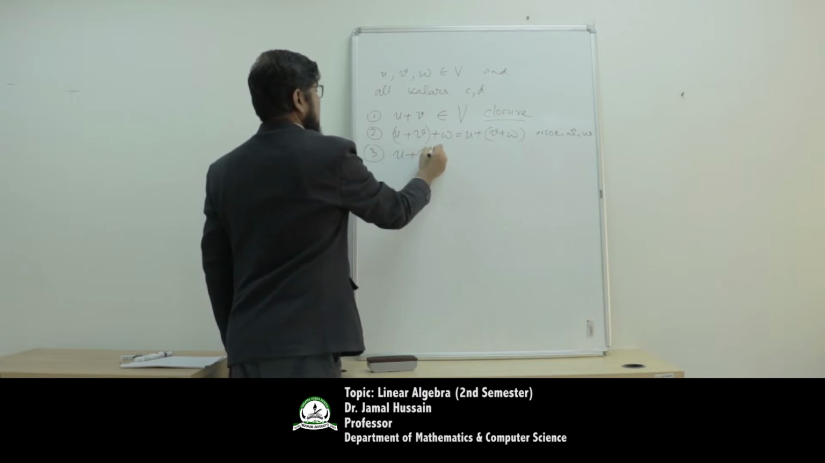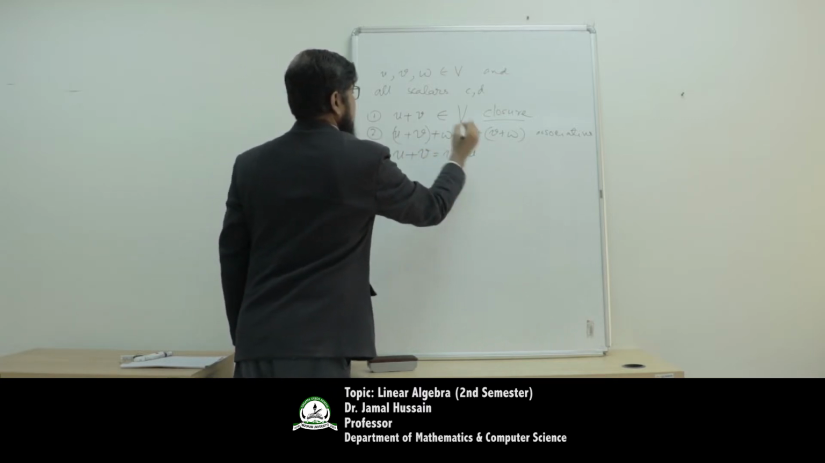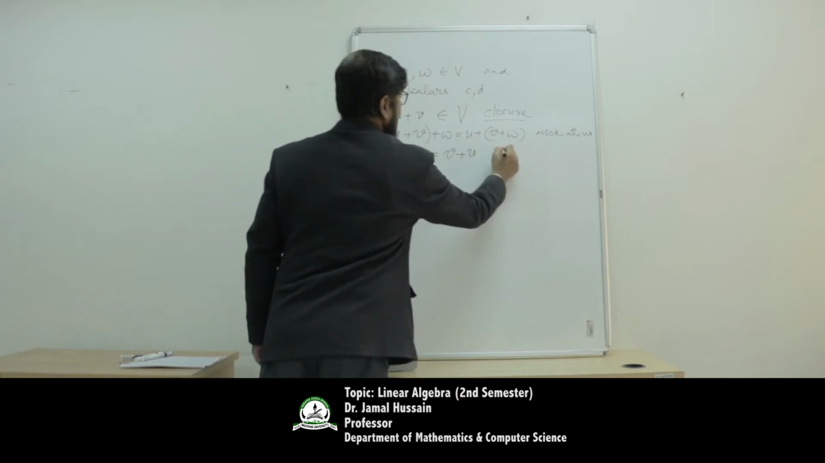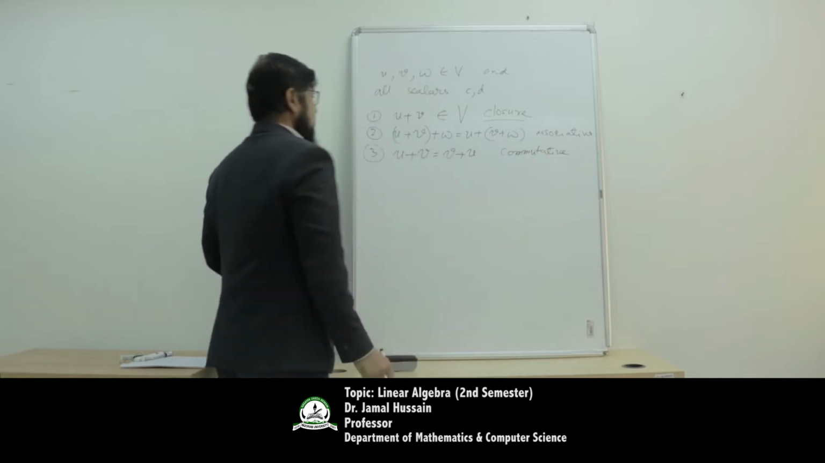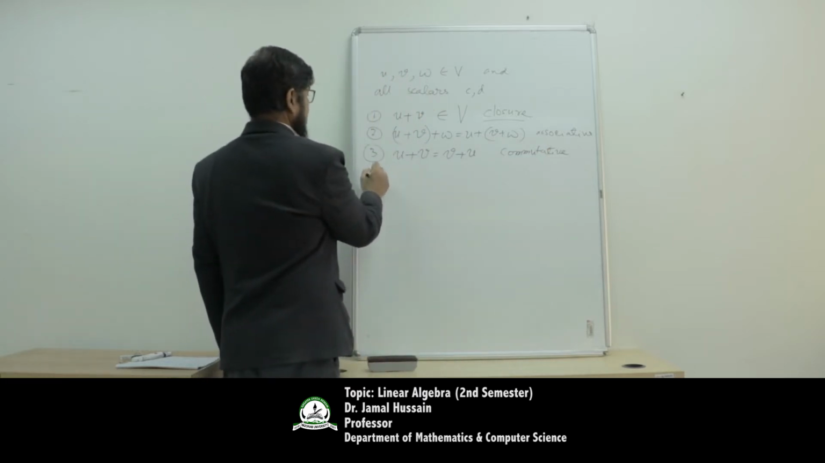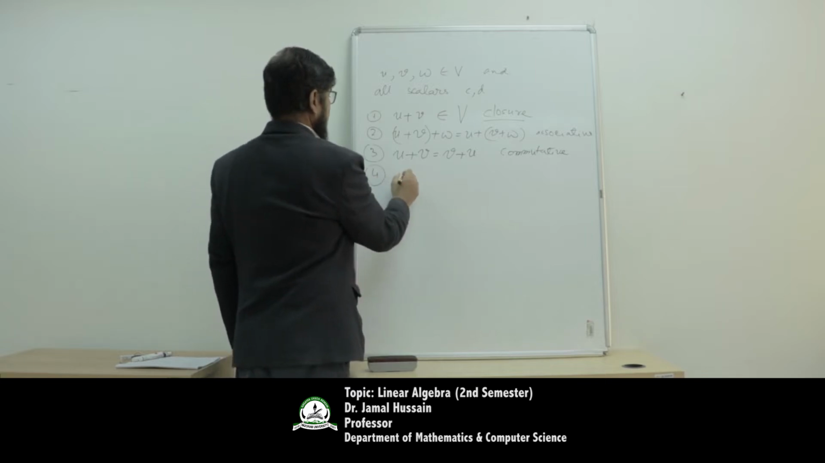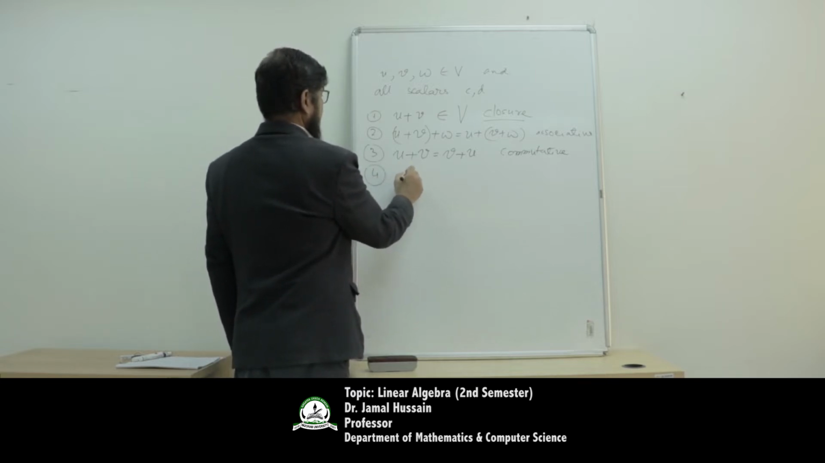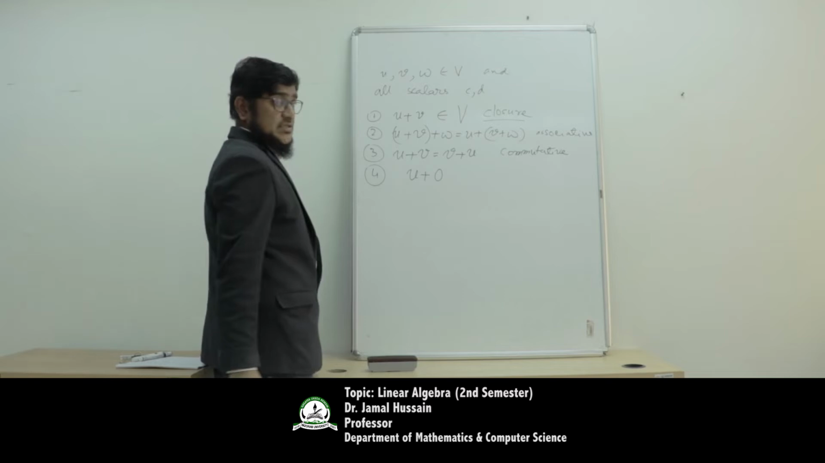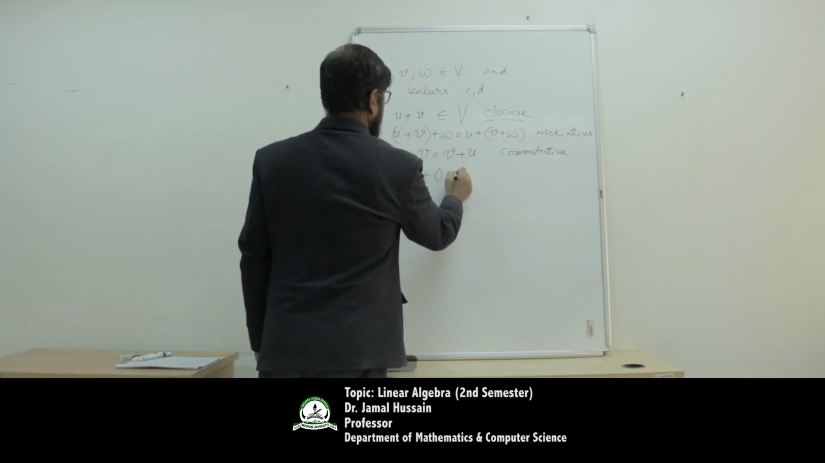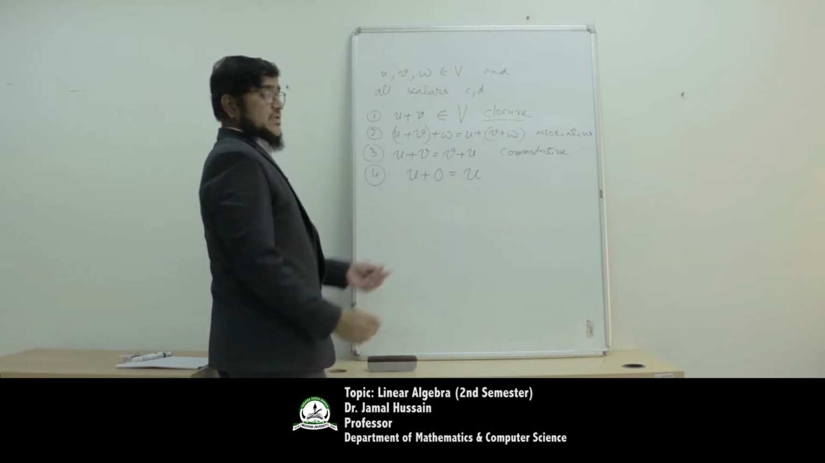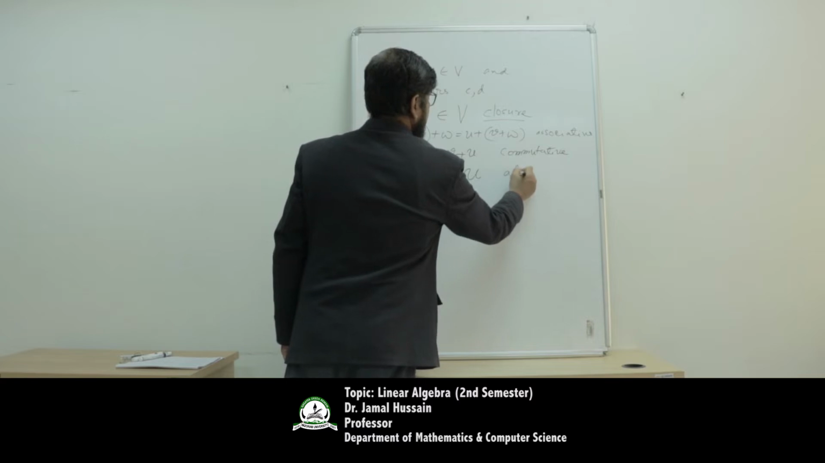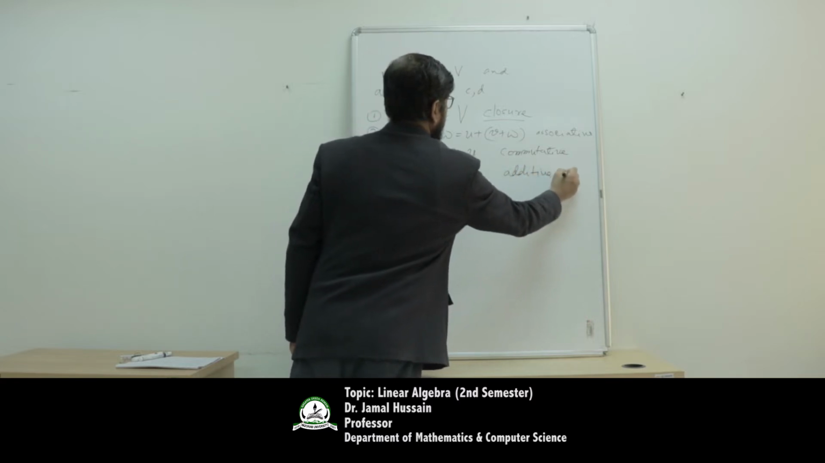Then u plus v is the same as v plus u. This is called the commutative property. So the addition must satisfy the commutative property also. And then for any u, there must exist an element denoted by 0, so that there is no effect on u, it remains u. This is the additive identity.